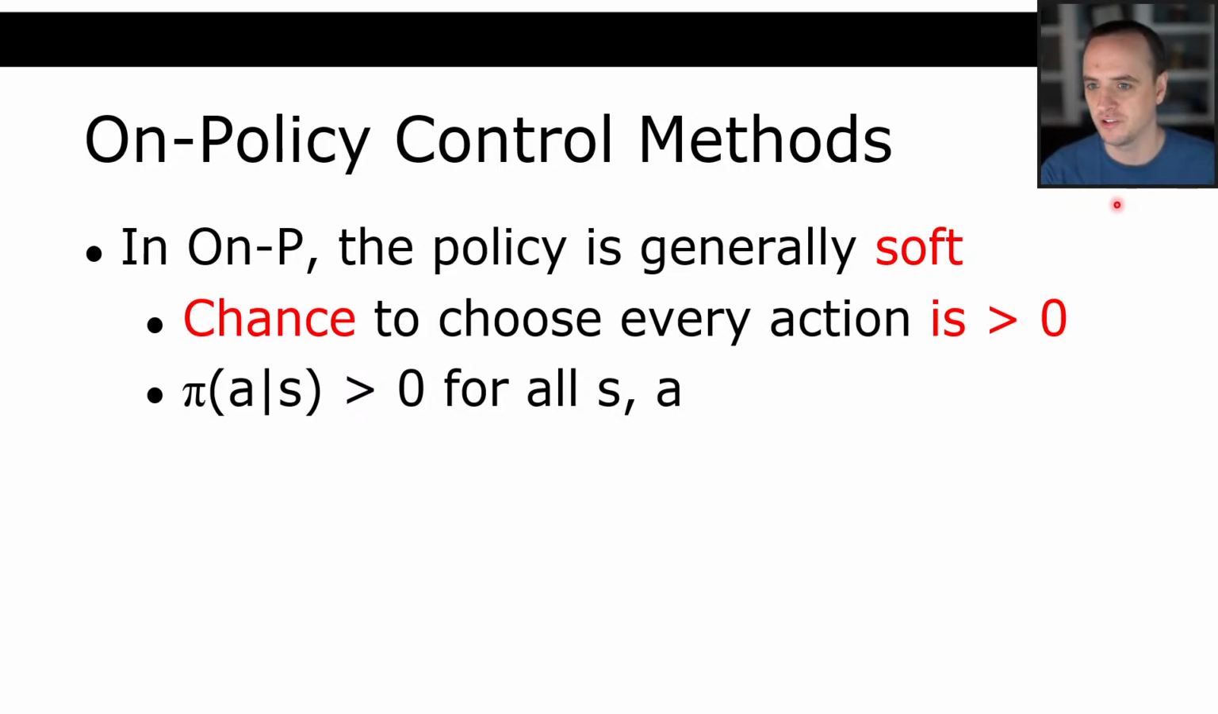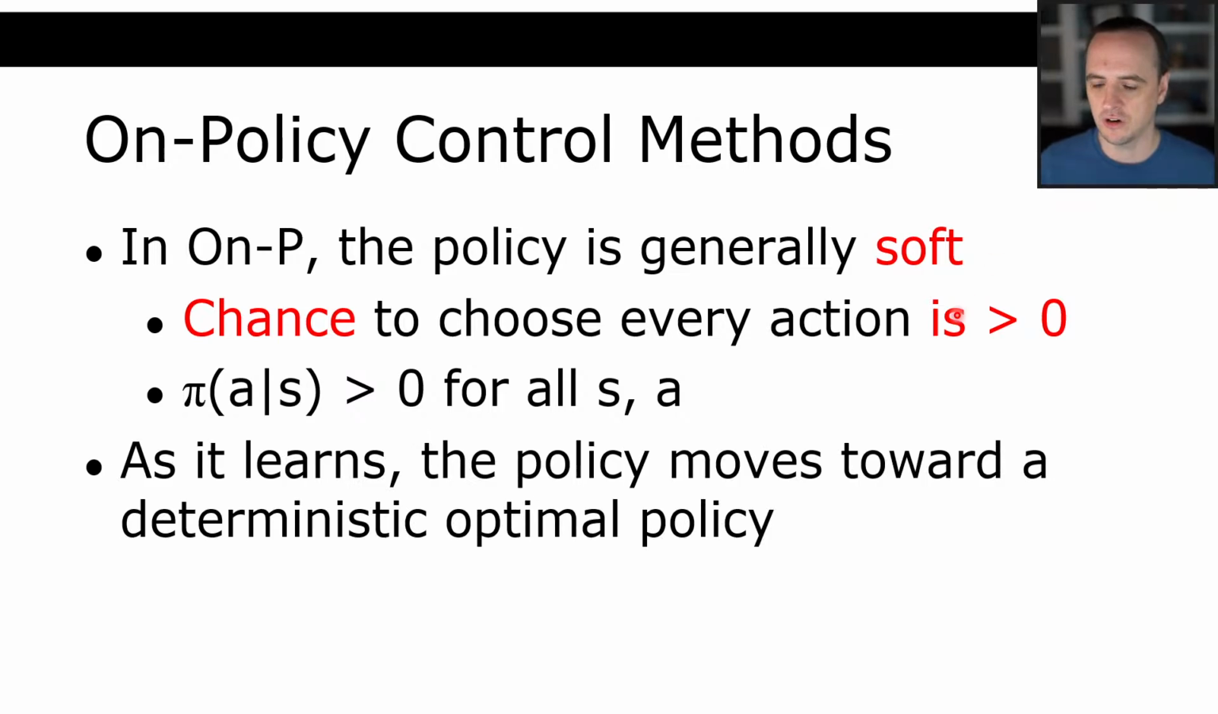So a hard policy might mean that when you're at some state, you're going to always choose go left. That's a hard policy, for example. A soft policy means that inside your policy, your probability of choosing action A at state S is always greater than 0 for all states and all actions. It's kind of like epsilon greedy, right? Sometimes we're going to take the greedy action, but sometimes we're not going to take the greedy action. As it learns, this policy is going to move toward some deterministic optimal policy.